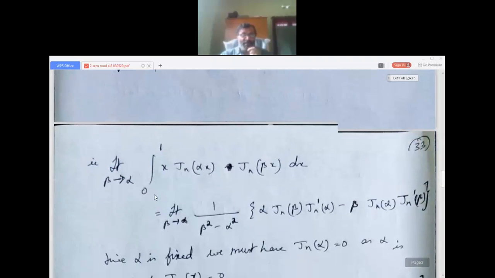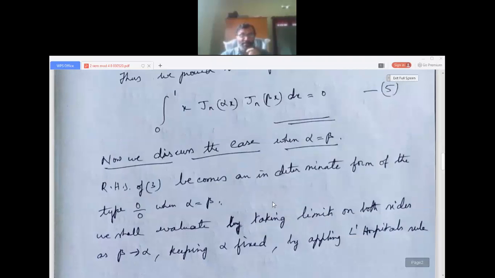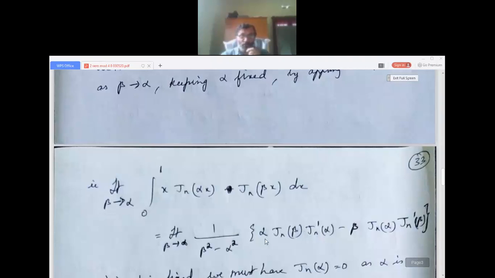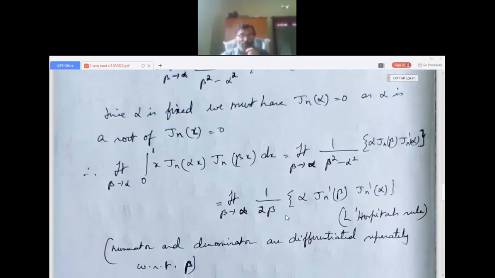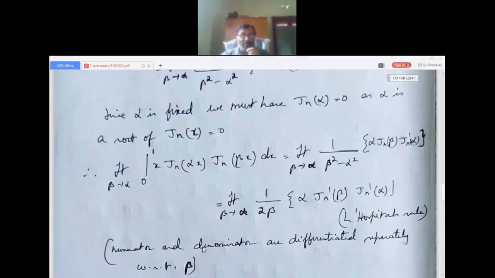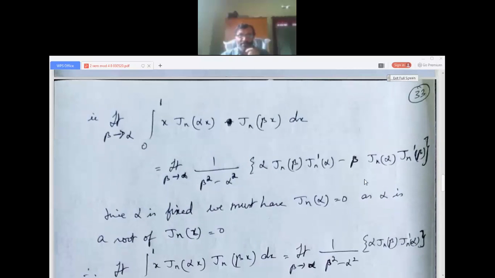So we get limit beta tends to alpha, integral 0 to 1 of x Jn(alpha x) Jn(beta x) dx is equal to the right-hand side of equation 4, and we also apply the limit. Since alpha is fixed and alpha is a root of Jn(x), we should have Jn(alpha) equals 0. So this term will be 0. We write the limit beta tends to alpha as it is, and here only the Jn'(alpha) term will be left.